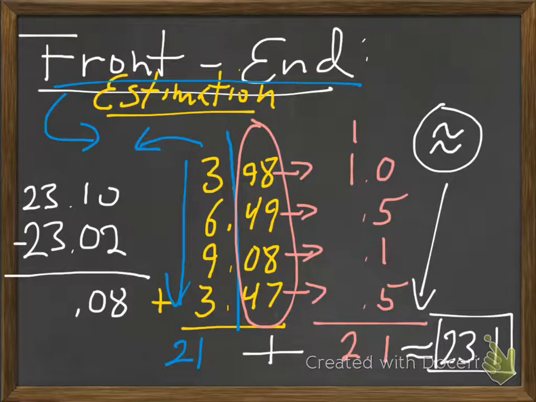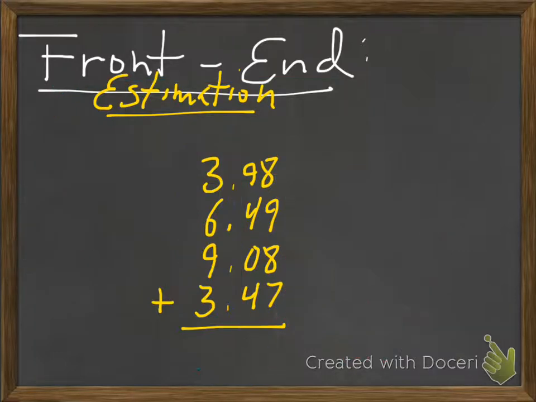Okay, so that's front-end estimation. So the 4 methods, once again, let's back up just a moment.